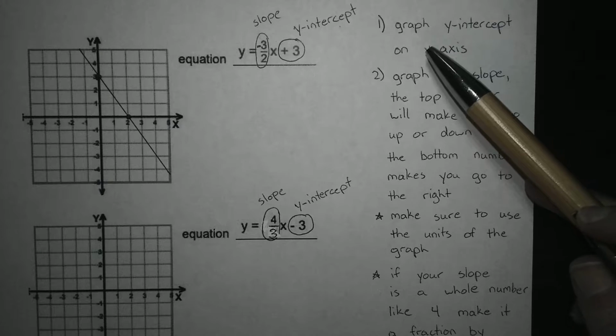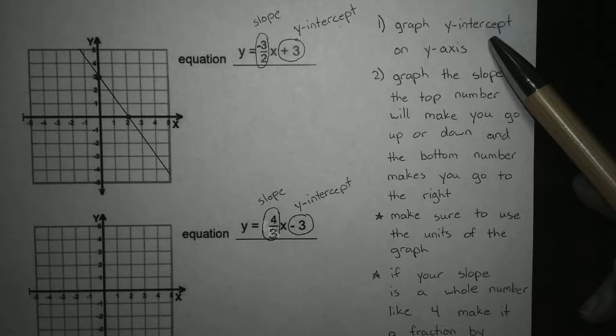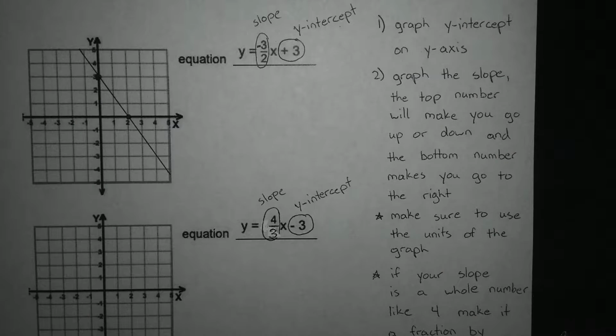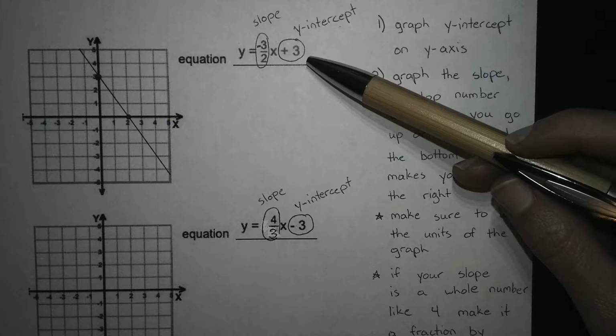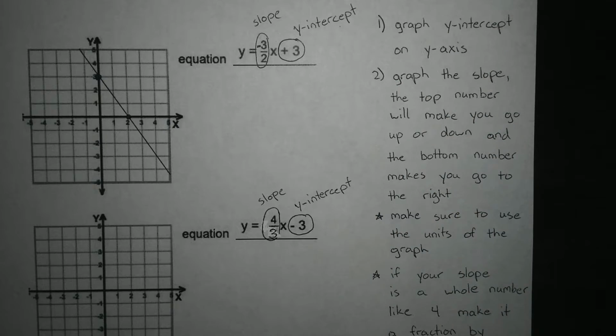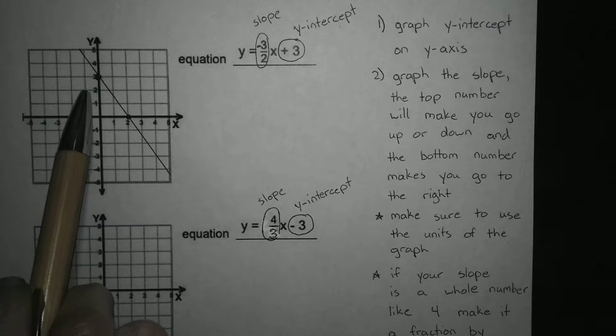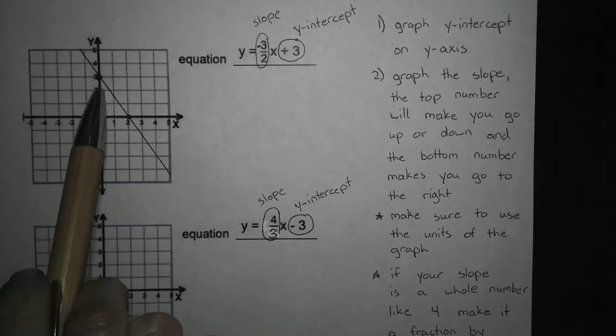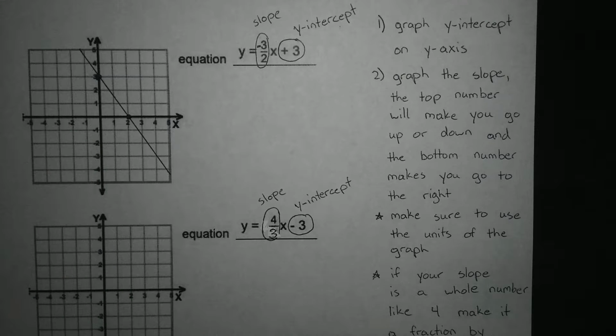In this case, the first thing that we're going to do is graph the y-intercept and put it on the y-axis. This here is our y-axis, and our y-intercept is 3. The reason I circle the plus there is that it tells us whether it's going to be a positive or a negative. So we come over here to the positive 3, and we put our point.